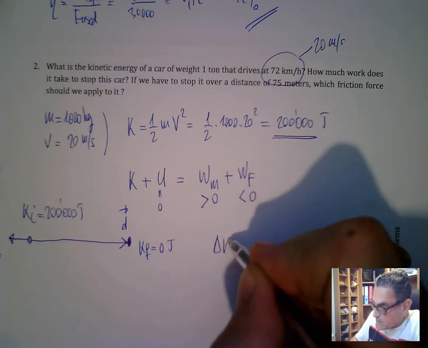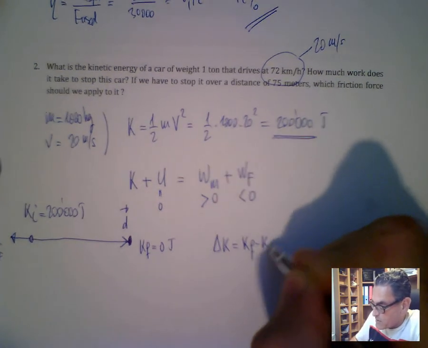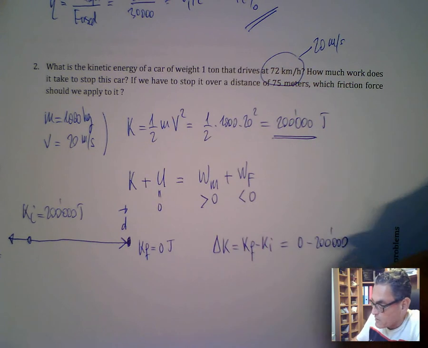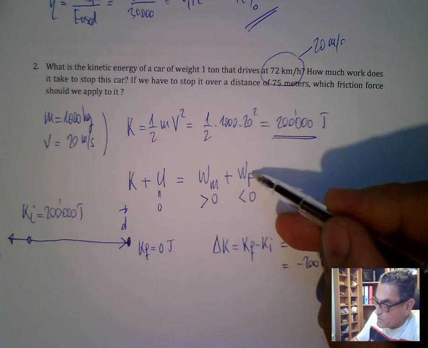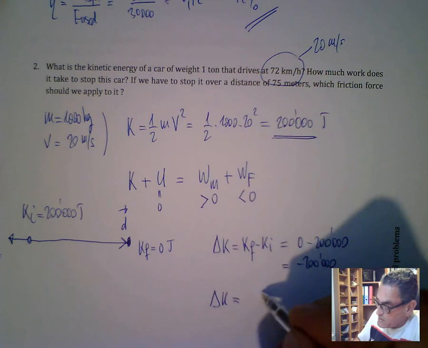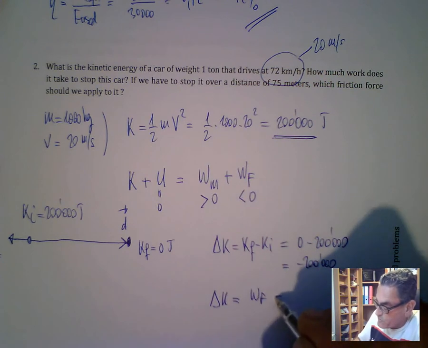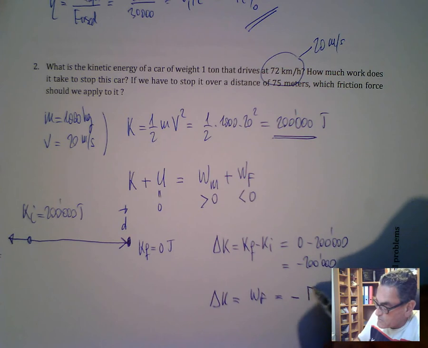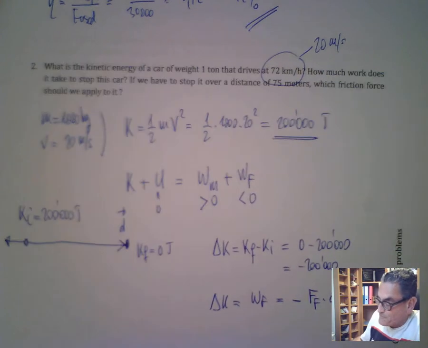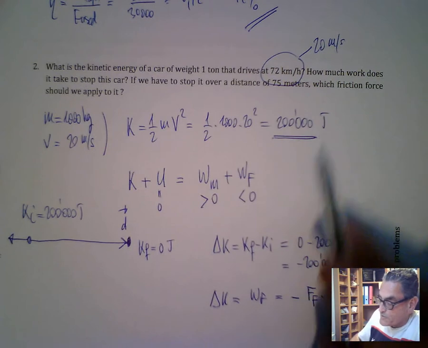Okay, so the delta K is K final minus K initial. K final is 0 minus K initial 200,000, so the delta K is minus 200,000. And what this equation tells us, since we have no motor forces, is that this delta K has to be equal to the work of the friction force, and the work of the friction force is given by minus the friction force times the distance. Minus, because between the force and the distance there is an angle of 180 degrees.